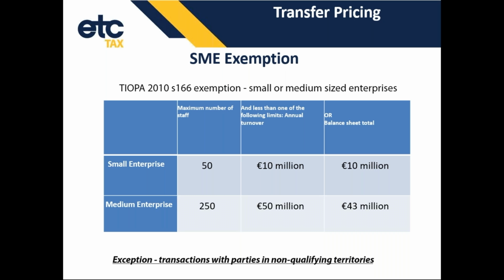There is an exception to the SME exemption, and this will apply where a business has transactions with a related business in a non-qualifying territory. The legislation defines a qualifying and non-qualifying territory, and the definition is within section 173 of TIOPA. A qualifying territory will be one which has a double taxation agreement with the UK, which includes a non-discrimination provision.